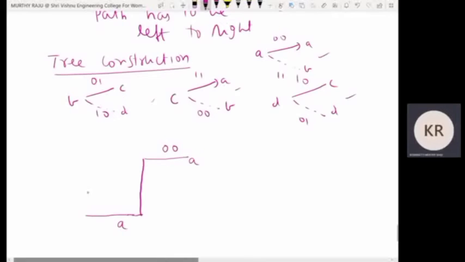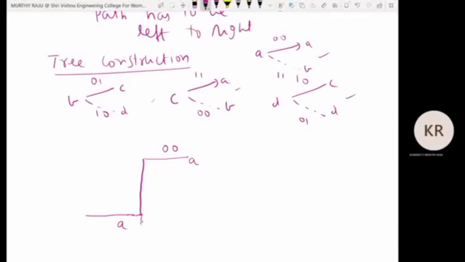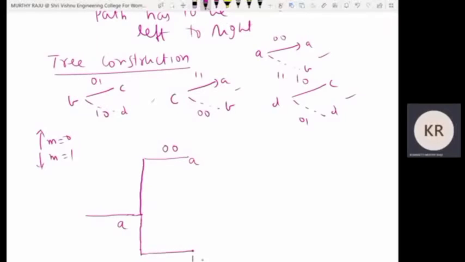You are in state A. Here also we use a solid line. Input bit is 1. Downward direction means M is equal to 1, and upward direction means M is equal to 0. Here M is equal to 1, so it goes to state B.